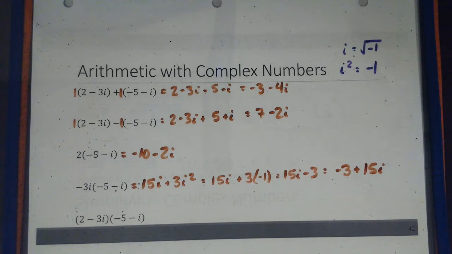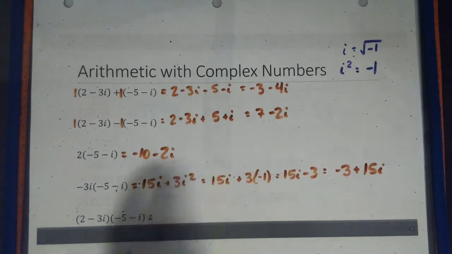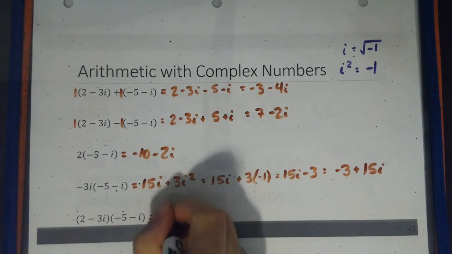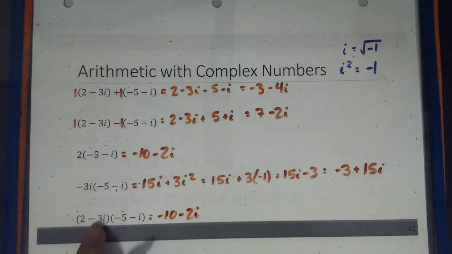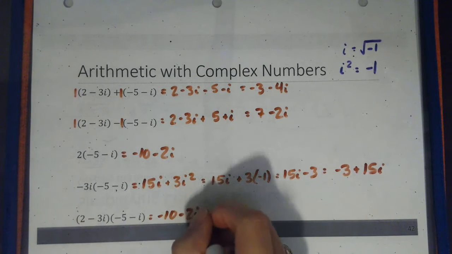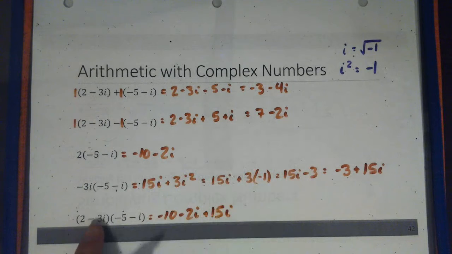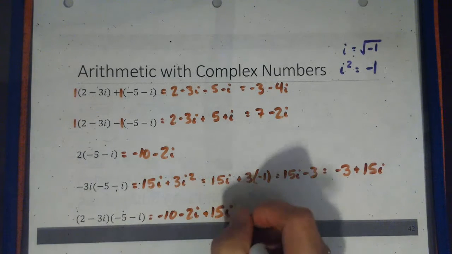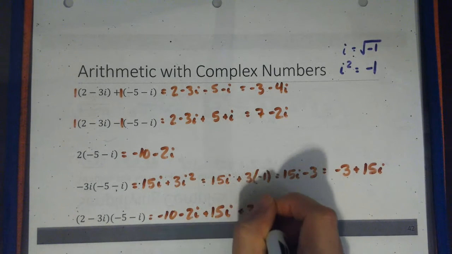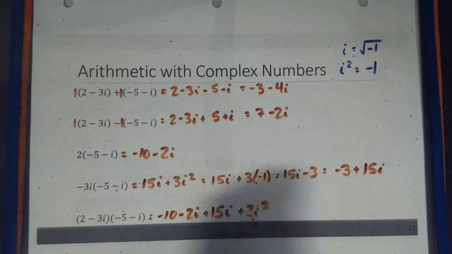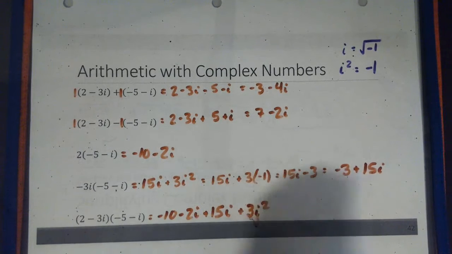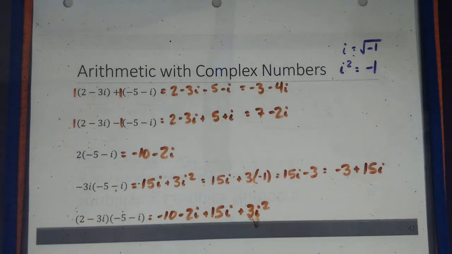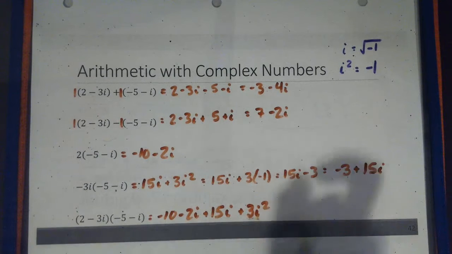In the last one, we're multiplying 2 minus 3i times negative 5 minus i, so we're going to FOIL this out. 2 times negative 5 is negative 10. Outside, 2 times negative i is negative 2i. Inside, negative 3i times negative 5 is a positive 15i. In last terms, negative 3i times negative i is going to be a positive 3i squared. There we go. I'm going to combine like terms, and I'm also going to take care of this i squared.